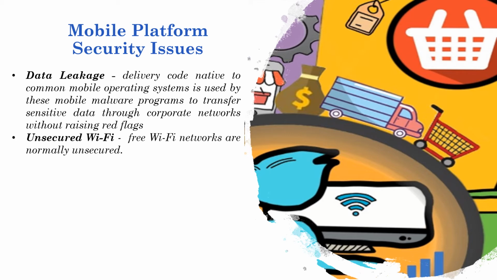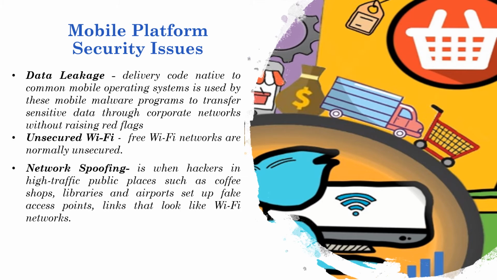And then we also have unsecured Wi-Fi. When wireless hotspots are available, no one wants to burn through their cellular data. But free Wi-Fi networks are normally unsecured, so social media, PayPal, and even conversations can be compromised. So use free Wi-Fi sparingly on mobile devices to be secure, and never use it to access private or personal resources such as banks.